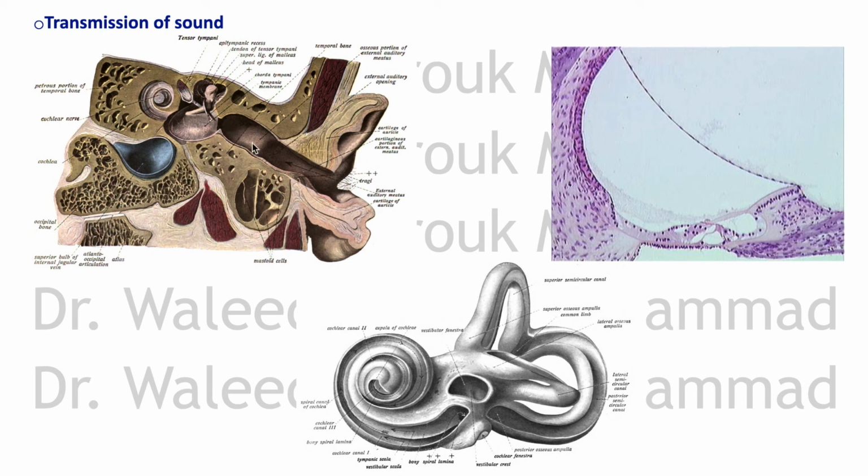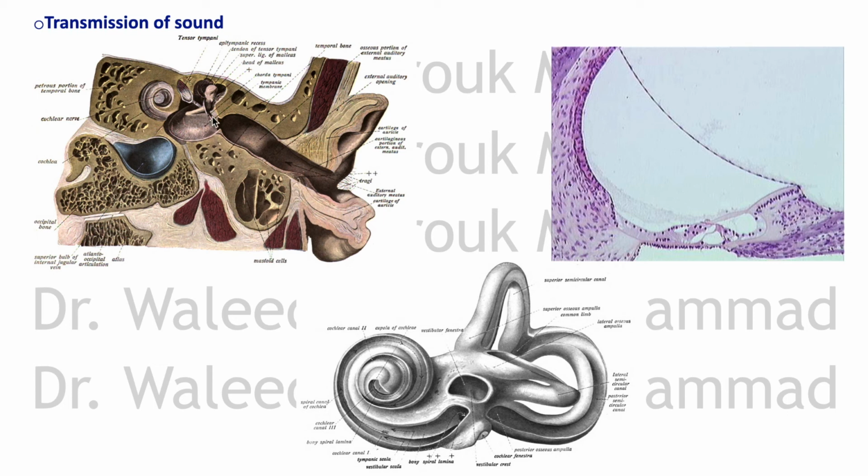Now we are still dealing with mechanical vibration here. The drum vibrates and is controlled by the tensor tympani muscle that prevents excess vibration of the drum, and omits the low frequency sounds, like sounds of the background of the sound source, so as to hear better.